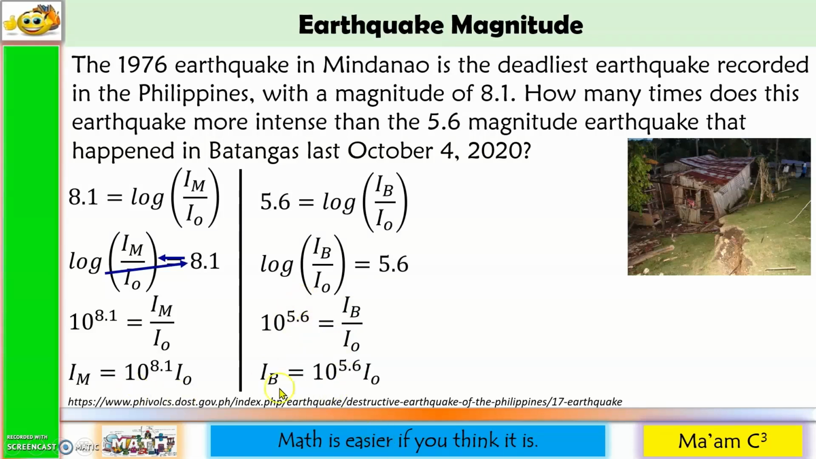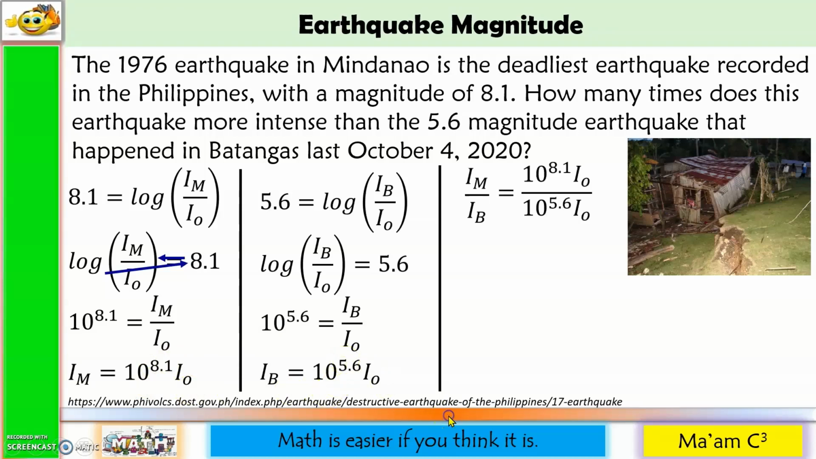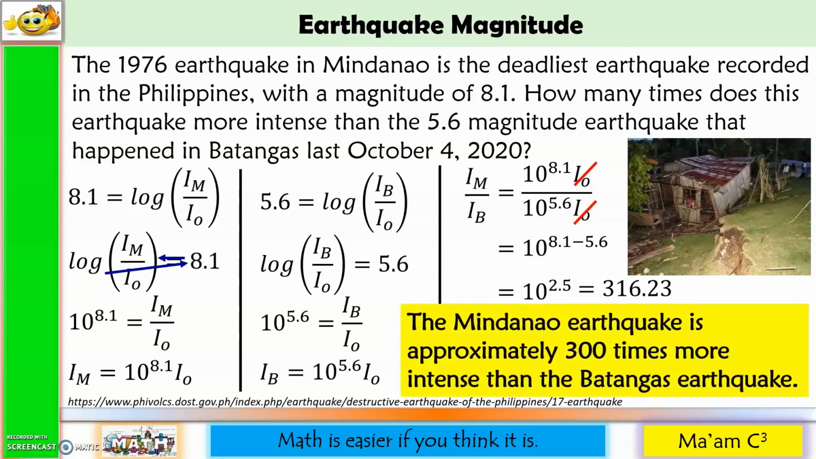To compare, let us get the ratio of these two. So we have I sub m over I sub b is equal to 10 raised to 8.1 times I sub o divided by 10 raised to 5.6 times I sub o. So I sub o will be cancelled out. Law of exponents, we have the same base. We copy the base. We subtract the exponents. 8.1 minus 5.6 is 2.5. And 10 raised to 2.5 is 316.23. This means the Mindanao earthquake is approximately 300 times more intense than the Batangas earthquake.